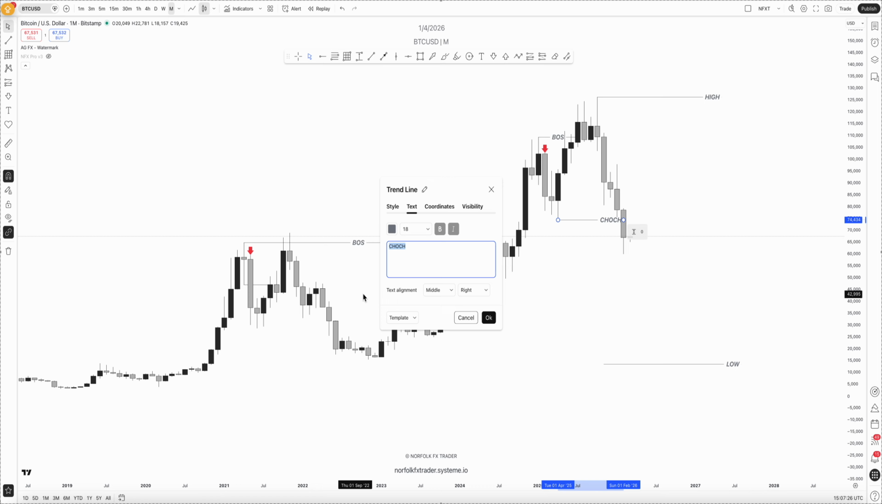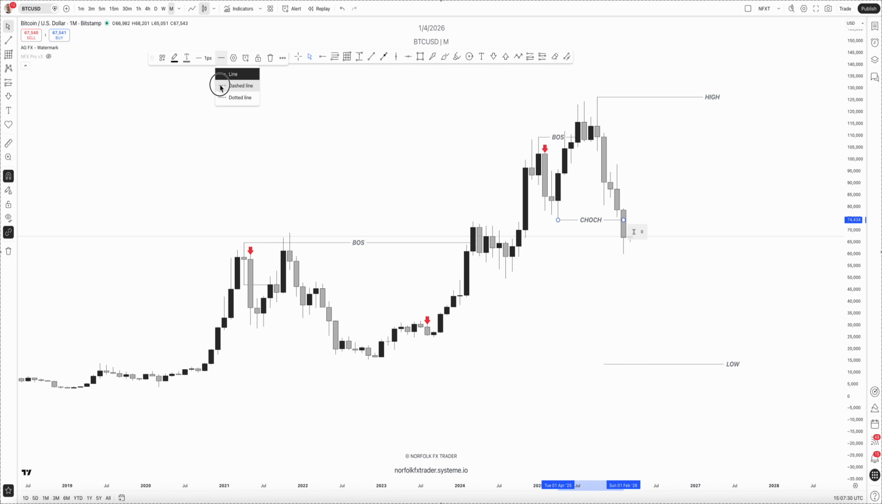Let me just put that to the center. It's a change of character because basically the market's shifted for the first time from a bullish market into a bearish market. We also make this a dashed line so we know it's the first break of structure from a bullish to a bearish market. We want to find that second break for more confirmation. It doesn't mean you can't trade a change of character. You can, absolutely, they work well, but your second break of structure is normally going to be more profitable.